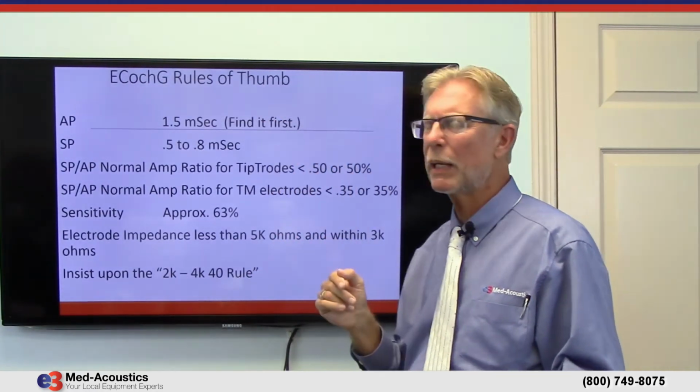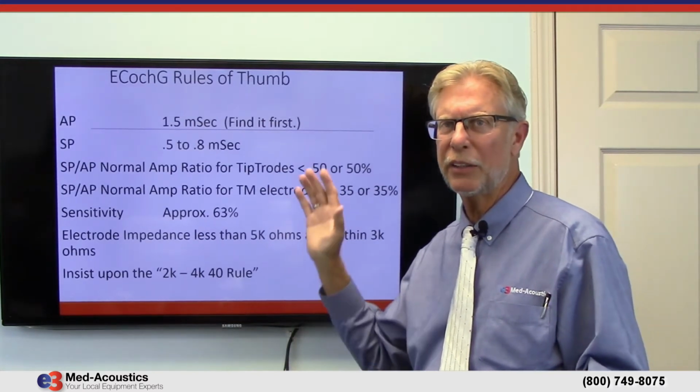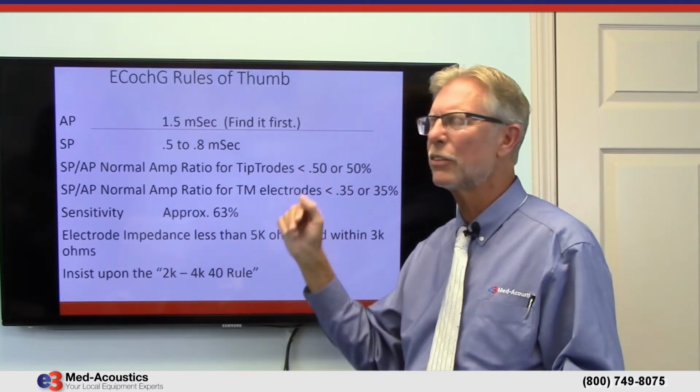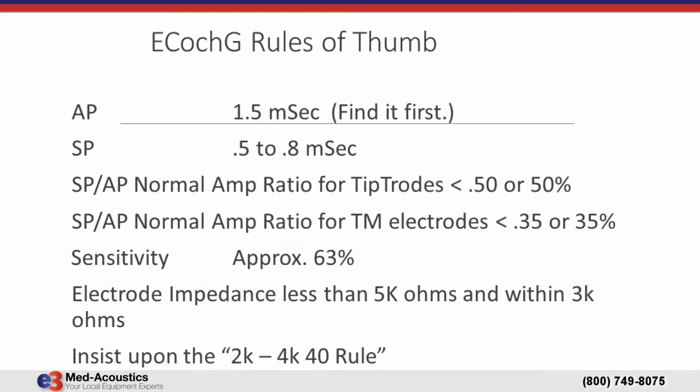And where's the summing potential going to be? It's going to be to the left of the action potential, and you're going to find it somewhere in between 0.5 and 0.8 or 0.9 milliseconds. And so move back 0.6, 0.7 milliseconds from the action potential, and you should be very close to it. Okay? That's a good tip to know.